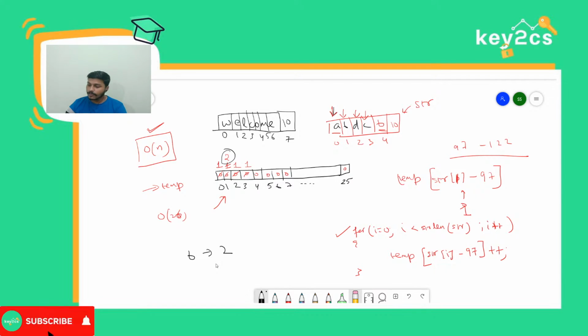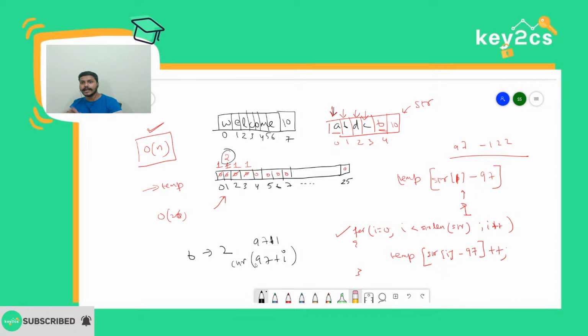As simple as that. How can you get the character b from index 1? Again, it's simple: that is 97 plus 1. For any index i, 97 plus i would give you the respective character. If i is 0, 97 plus 0 would be a. If i is 1, 97 plus 1 is 98, that is b. Likewise, we can count the frequency of each character here. So this solves the problem of finding the frequency of each character in the given string.